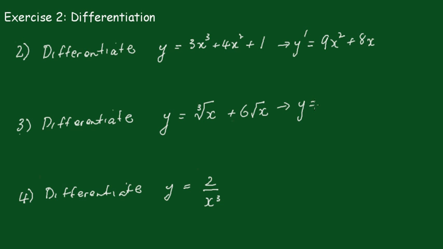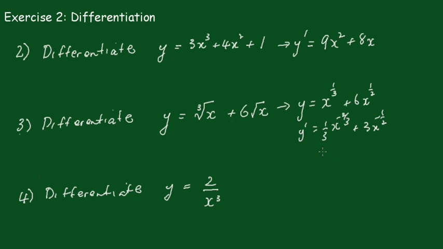The next one, before we can differentiate, we have to change it. Remember, we're not differentiating, we're just changing it to the fractional indices, which is x to the 1/3 plus 6x to the 1/2. So we differentiate that. A third comes down, it becomes x to the minus 2/3, taking 1 away, plus, and this becomes 1/2 times 6 is 3, x to the minus 1/2. And you can leave it in that form.